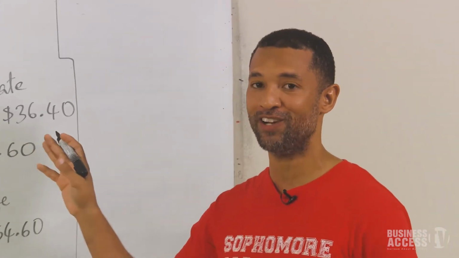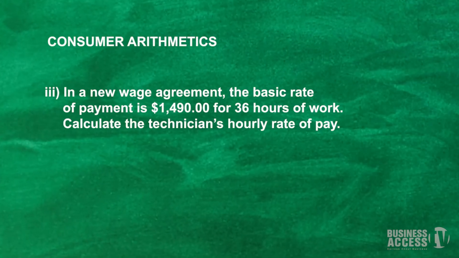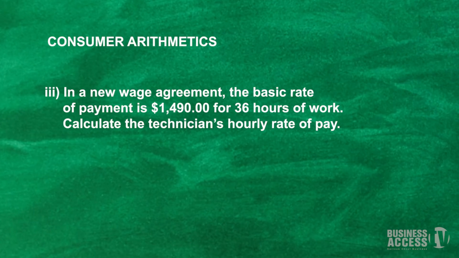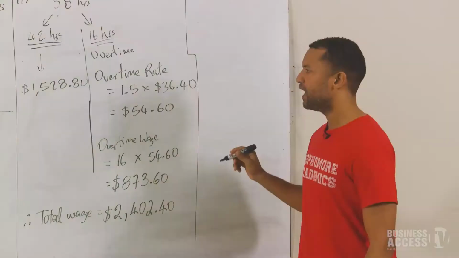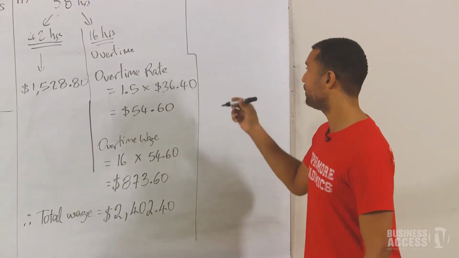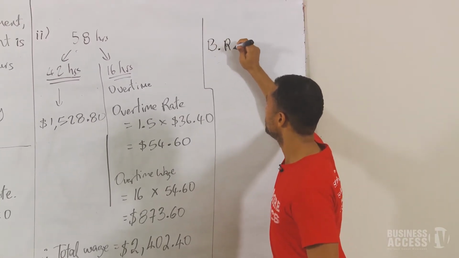All right, ladies and gents, we're going to be heading into the third part of this question right now, where it is saying that there's a new wage agreement. So the basic rate of payment is $1,490 for 36 hours of work. And they want to know what is the technician's new rate of pay. So guys, what they're asking us to calculate is the basic rate.